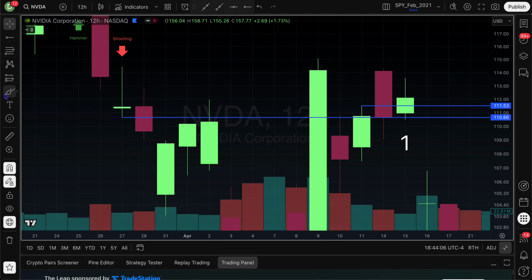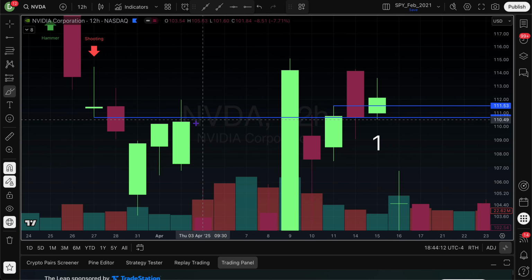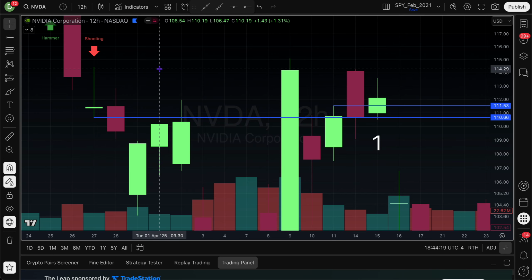So this is a perfect example. This is a failed 2 up. This is a reversal candle, right? But this is a 2 up, right? It's a continuation of the previous candle. Okay, great. The last candle type is an outside bar.